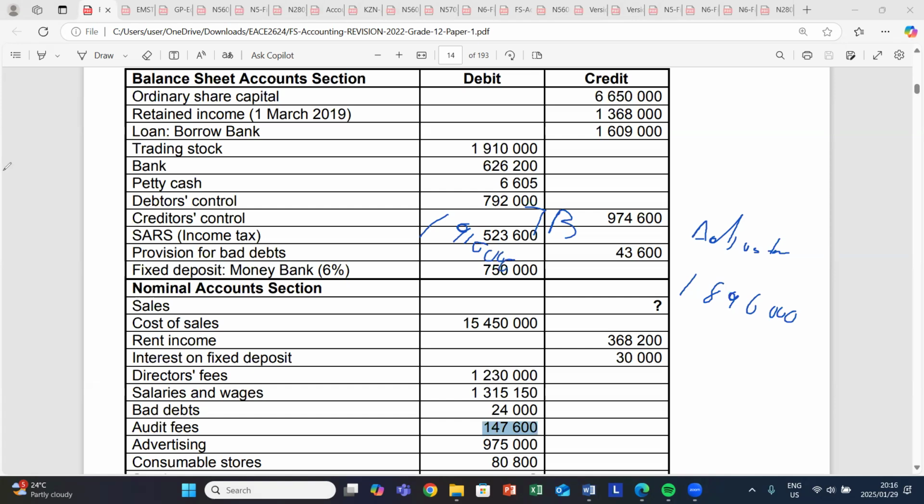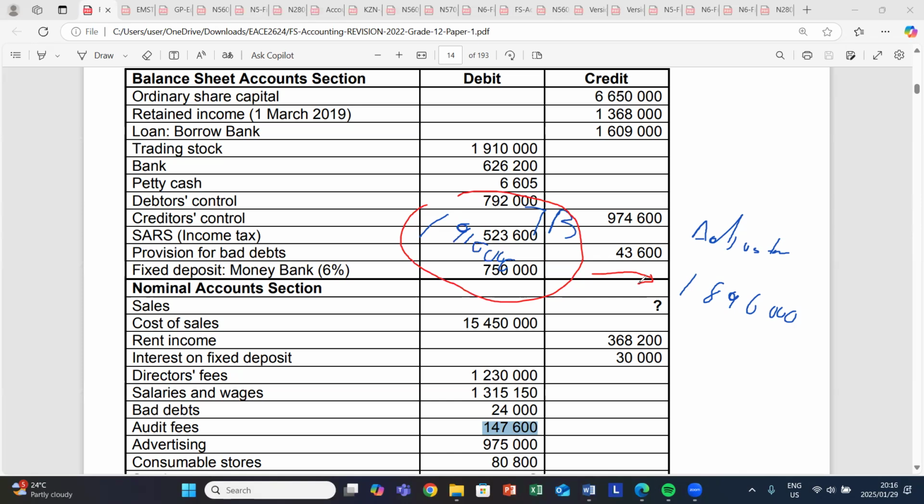So we have the two types of trading stock: the one that is in your trial balance, and the one that appears after doing a physical stock count. The business knew that it had a trading stock of 1,910,000. But then after doing a physical stock count, the trading stock has declined. Has declined to how much? To 1,890,000.